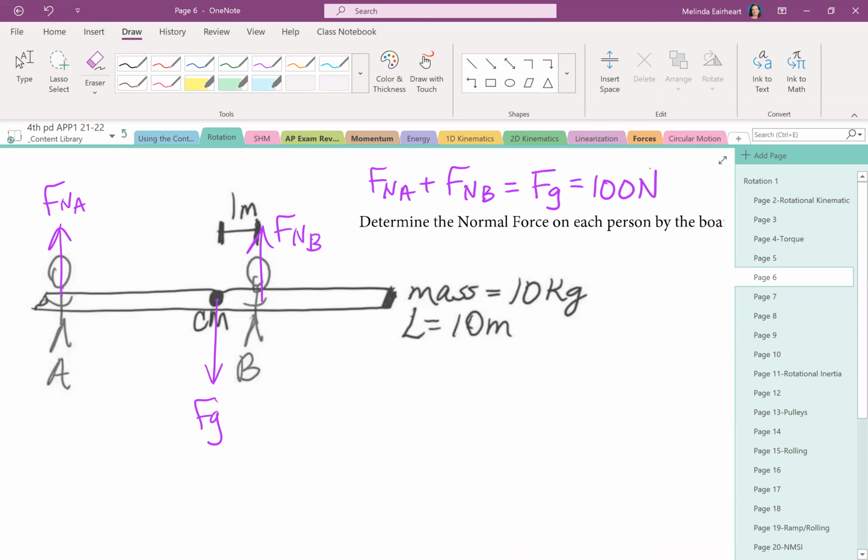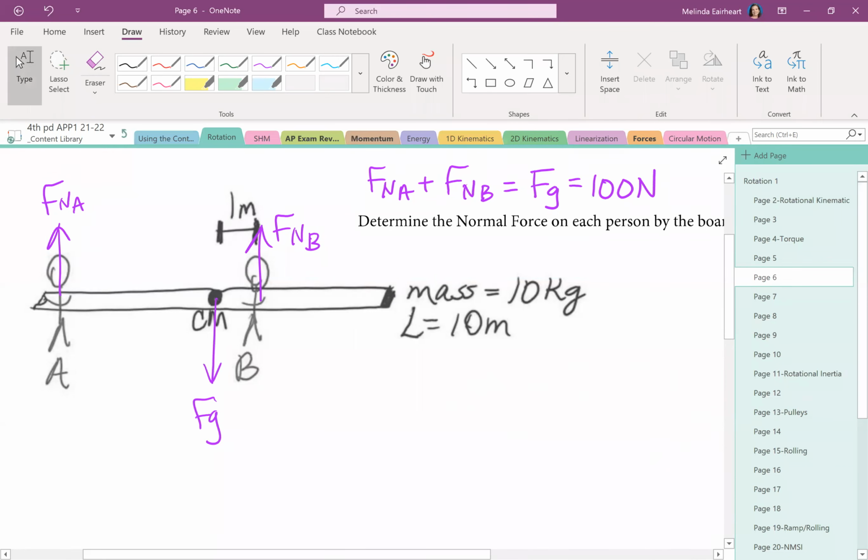No, okay. By the way, it's not symmetrical, so it's not 50-50. If they were each holding, equal increments from the center of mass, that would be true. Can we take a guess who's going to support more of the mass? B. Okay, let's prove it. And so I have two unknowns here.